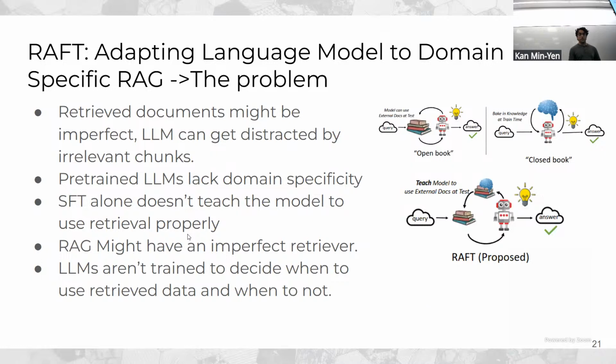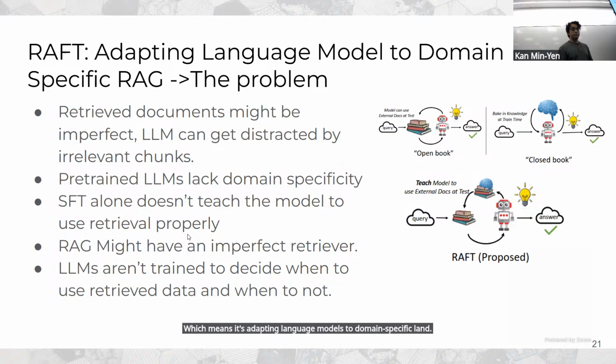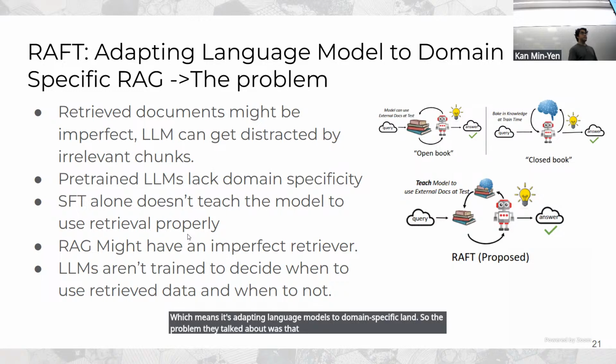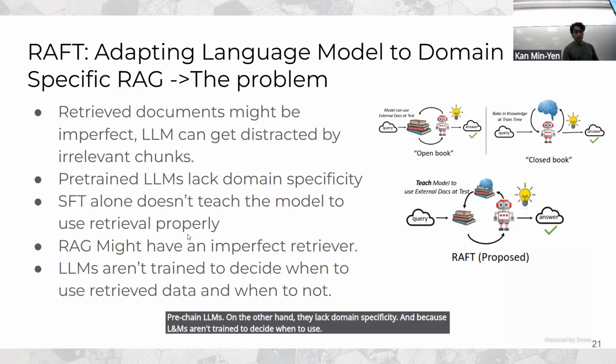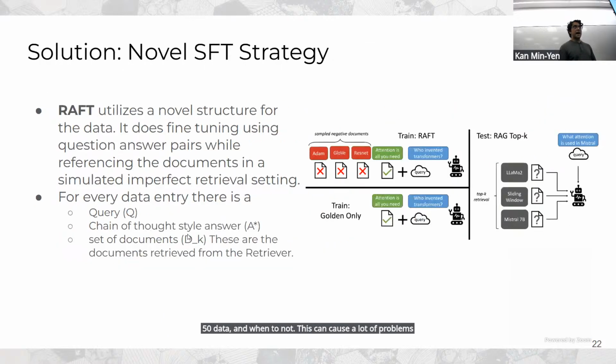Moving on to the first paper, I found this paper called RAFT, which adapts language models to domain-specific RAG. The problem they talked about was that retrieved documents might be imperfect, and LLMs can get distracted by factually incorrect information in a document. Pre-trained LLMs, on the other hand, lack domain specificity. And because LLMs aren't trained to decide when to use retrieved data and when not to, this can cause a lot of problems in a RAG system which has incorrect or factually inaccurate documents.